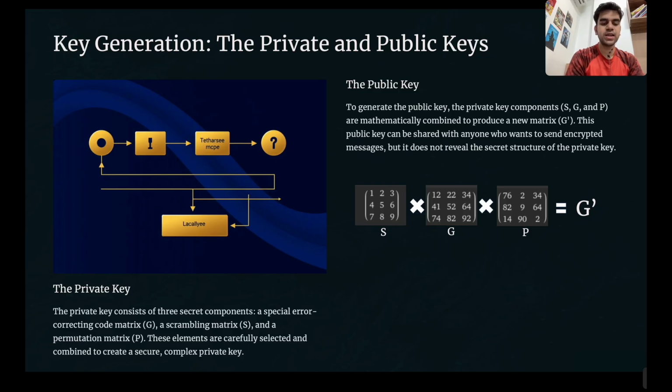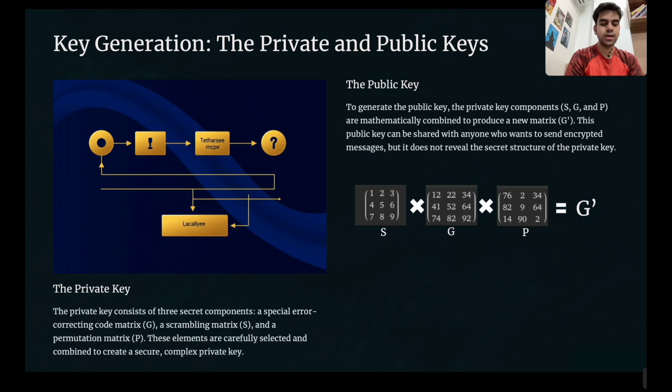Now, to make the public key, the one you can share with anyone, you mathematically combine these three secret parts. You calculate S times G times P. The result is a new matrix. Let's call it G prime. The G prime is the public key.